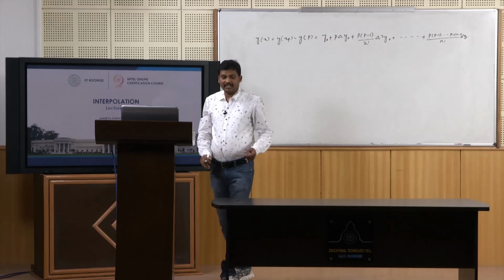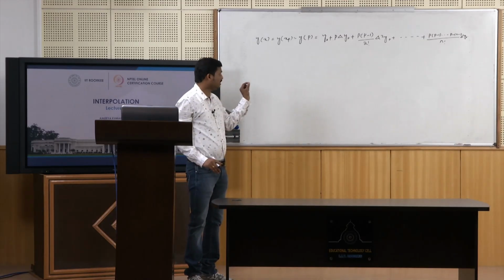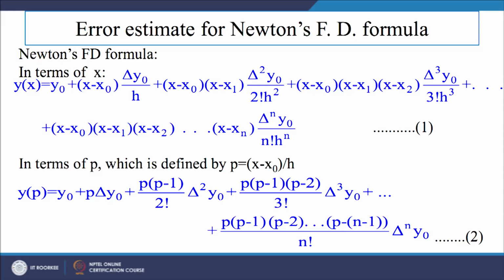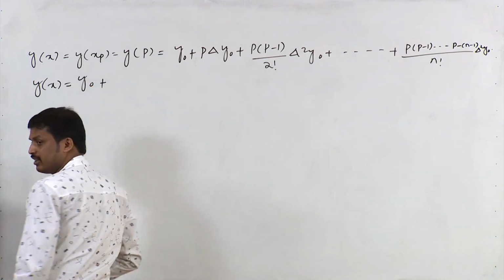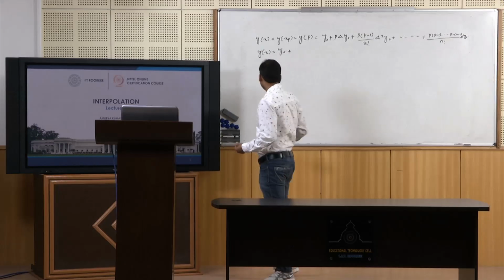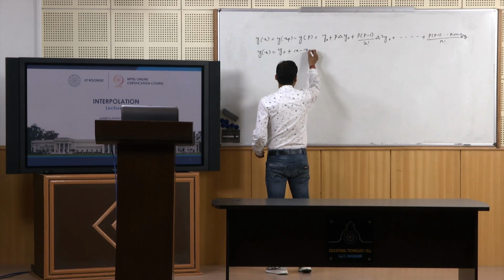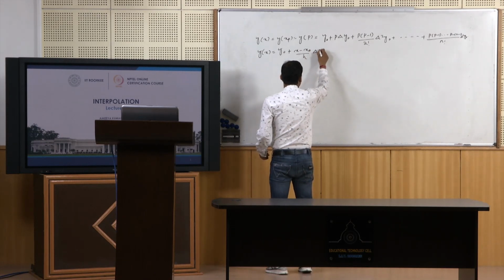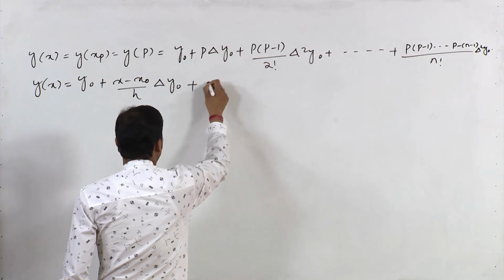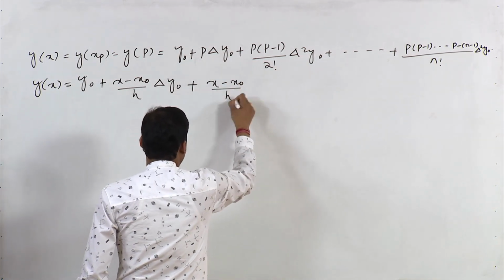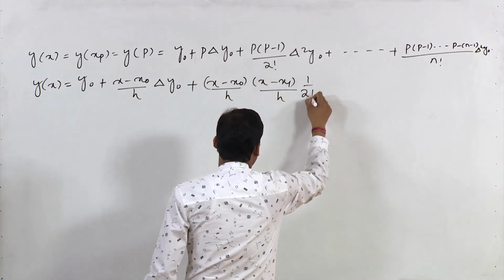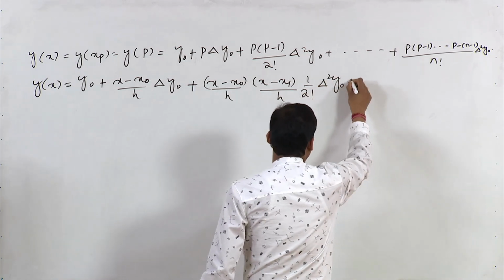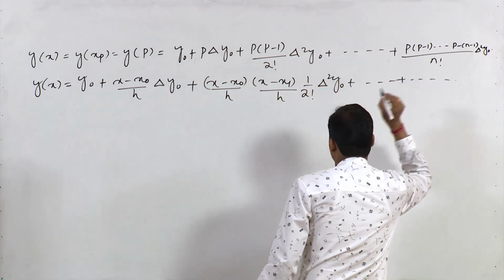So, especially here we are writing it in the form of p, and if we write in terms of x, then we can write y of x as y0 plus, since p can be expressed in the form of x, that is nothing but x minus x0 by h, delta of y0 plus x minus x0 by h into x minus x1 by h into 1 by 2 factorial delta square of y0 plus up to the last term.